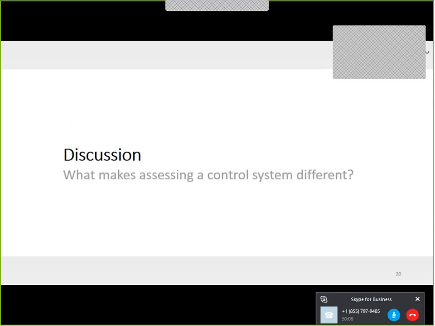So there, I'm wrapping up. There's supposed to be questions, so I put a discussion point there, which is: what really makes assessing these control systems different? Why are they different than any other IT system out there? A lot of what I talked about applies to general IT systems too. But what really is different about these control systems? That's open online too, by the way.